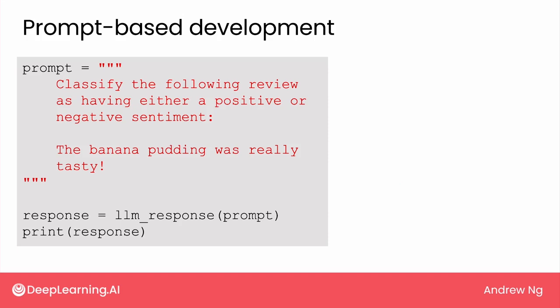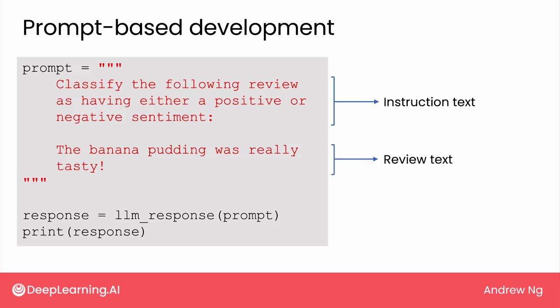In contrast, if you were to use prompt-based development, this is the code you would need to develop a sentiment classifier. First, here's how I would specify a prompt in code. My prompt, which I've set equal to 2 parts of text. There's the instruction text, classify the following review as having the positive or negative sentiment. And then here is the review text.